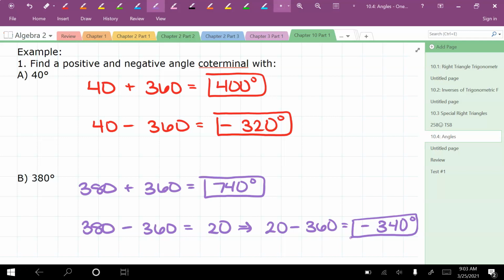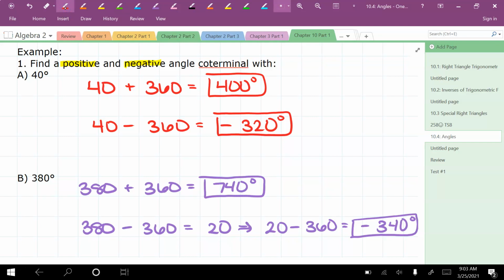So for part A, you should have been able to add and subtract 360 and get those two angles that you need because you get positive 400 and negative 320. Now for part B, when you add 360, you get 740, so that's fine. When I subtract 360, I got 20. So that's not negative yet because it does say up here a positive and a negative. If they didn't specify that they wanted a negative one, then I wouldn't have to worry about this. But since I got positive 20 here, I had to do it a second time. I had to subtract 360 once more to finally get negative 340 degrees.